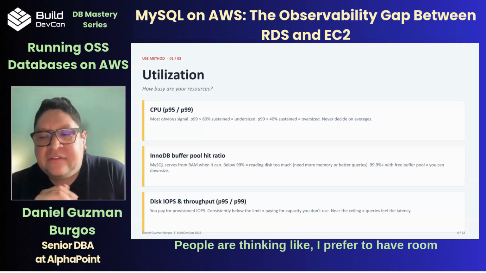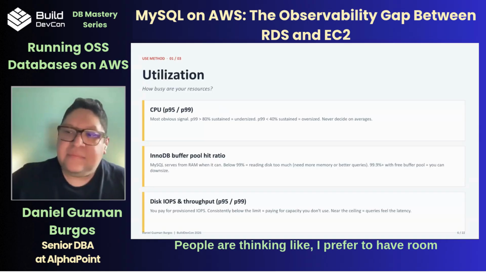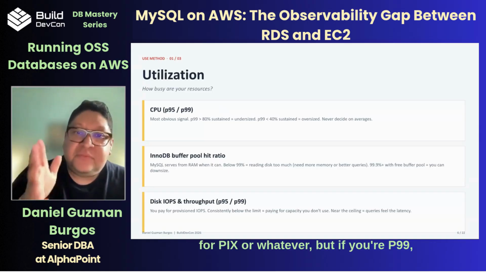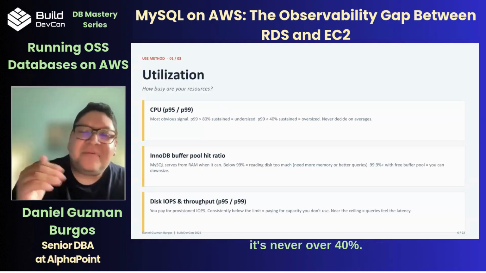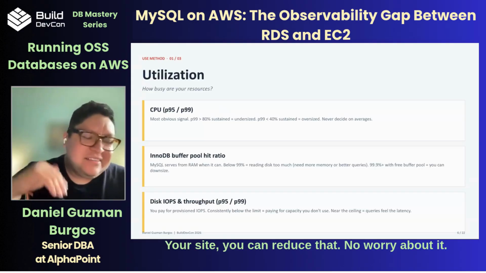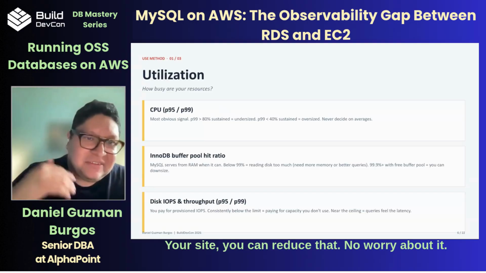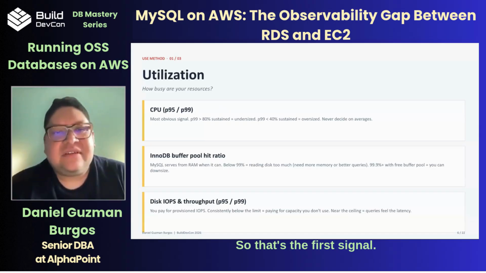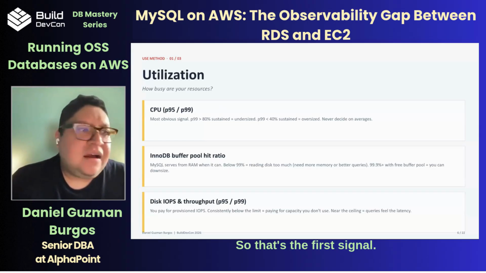People are thinking, I prefer to have room for peaks or whatever, but if your P99 is never over 40%, you're oversized. You can reduce that. Don't worry about it. So that's the first signal.